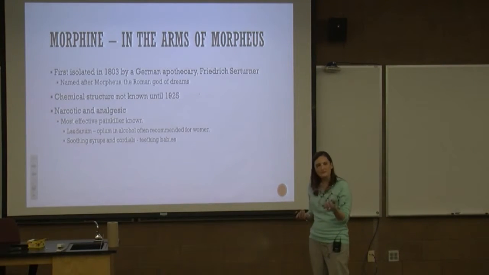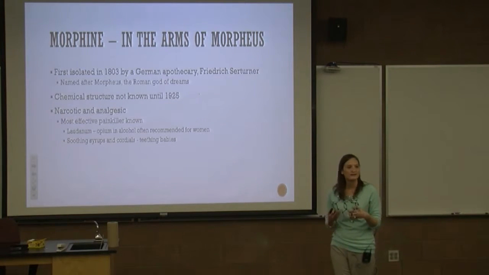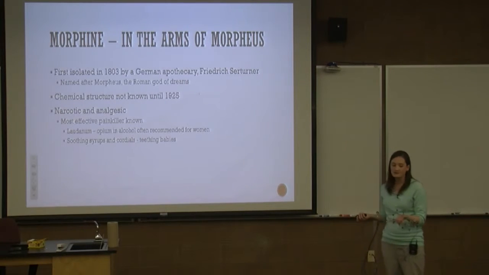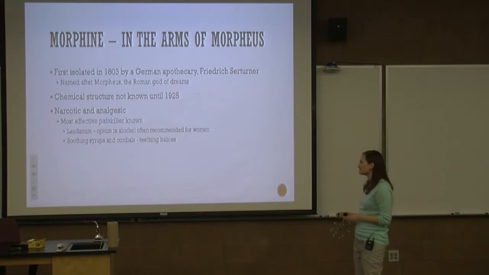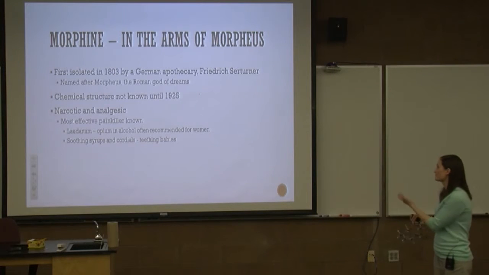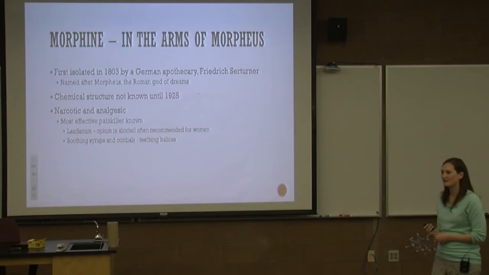So to this day, morphine is the most effective pain reliever known. So if you have a major accident, you might be on morphine, or there's some types of cancer that are very painful, and morphine is the only thing that will help. It's been known to be a pain reliever for a long time, and it wasn't that long ago, maybe 100 years or so, that it was freely available. So laudanum was opium in alcohol, and it was often just advertised for women especially. They also had these soothing syrups and cordials for babies.